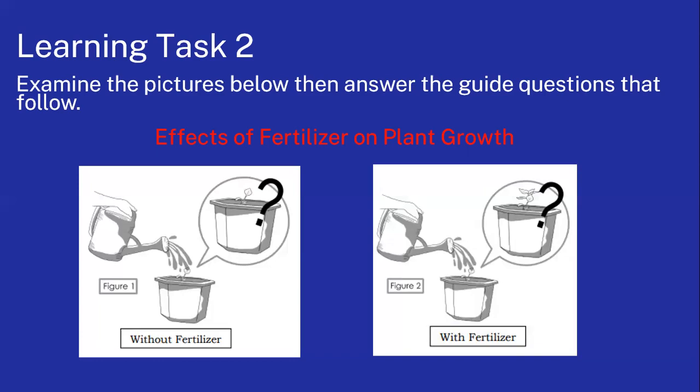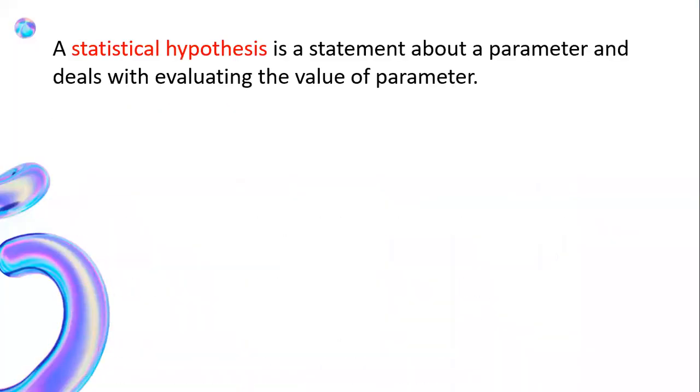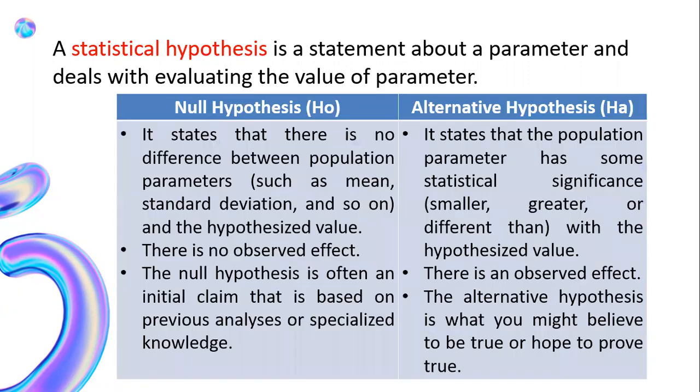For today's discussion, you need to know first what a statistical hypothesis is. Basically, it is a statement about a parameter, meaning anything coming from the population, and it deals with evaluating the value of the parameter. It does not stop at knowing the parameter; you need to evaluate the value of the parameter. In statistical hypothesis, there are two types: the null hypothesis and the alternative hypothesis.